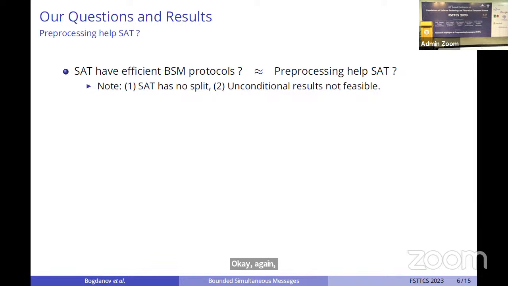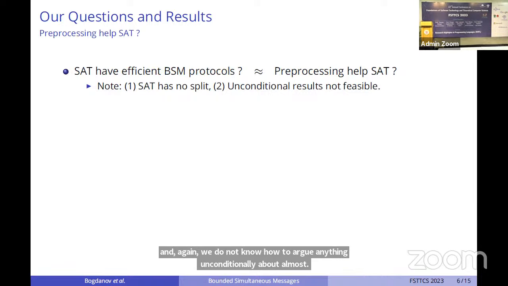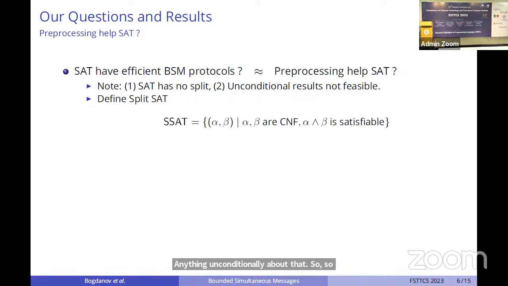One small issue is that whenever we talk about BSM protocols, or simultaneous messages protocols, you should have two parts to the input. And again, we do not know how to argue anything unconditionally about SAT. So let's address each of them. The first issue is handled by a very natural variant of SAT, which we call split SAT, where the input consists of alpha and beta, which are CNF instances, and the question is whether the Boolean formula alpha and beta is satisfiable. And the second issue comes down to the result.